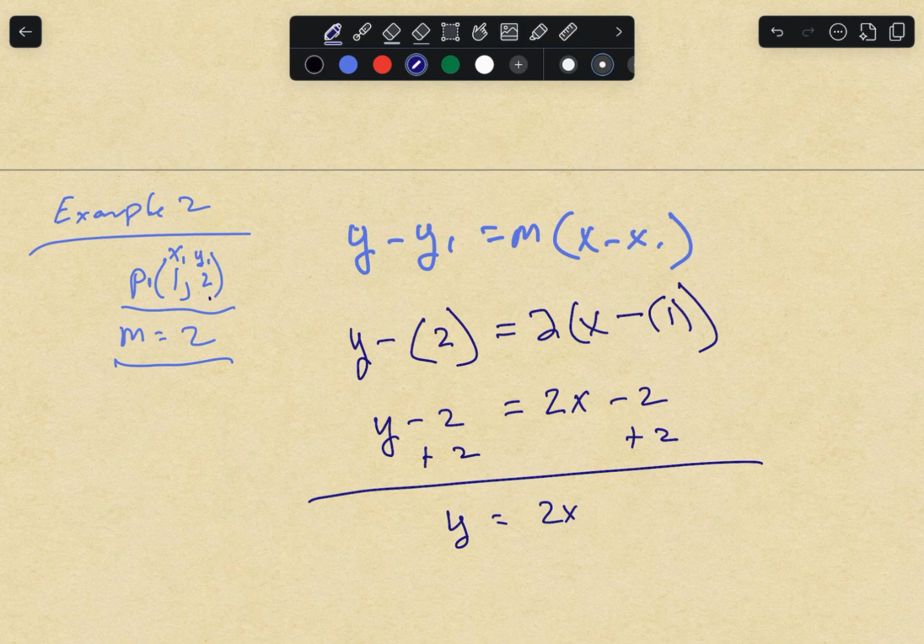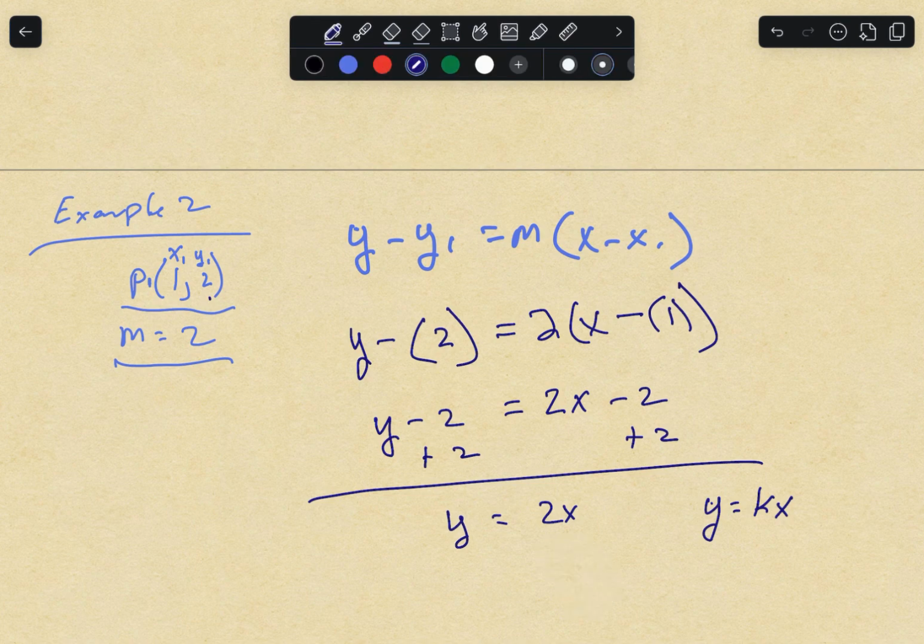Y equals 2x. Guess what? That looks like that old thing, a direct variation, y equals kx. In this case, k equals 2. So y equals 2x, that's it. And that's slope-intercept form. We can take this and write it that way so it's not confusing.